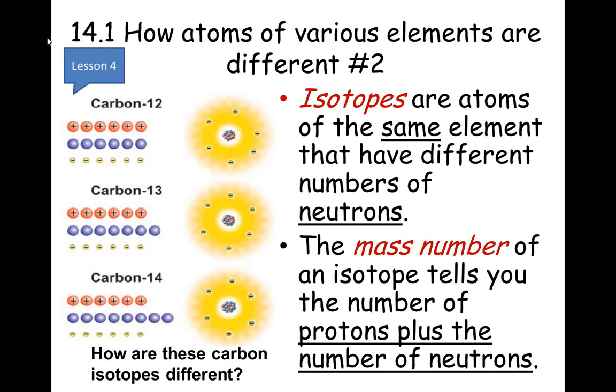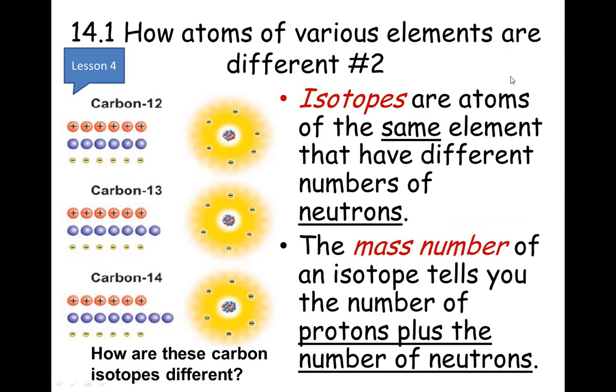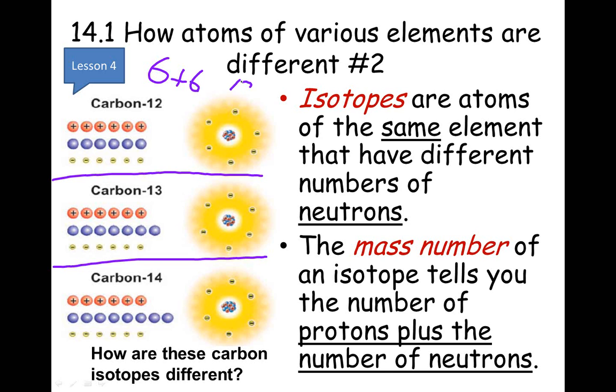The mass number of the isotope tells you the number of protons plus the number of neutrons. Notice the picture on the left-hand side. You have carbon 12, carbon 13, and carbon 14. It's named that because carbon always has 6 protons. It's called carbon 12 because in this particular one, the protons plus the neutrons give you 12.